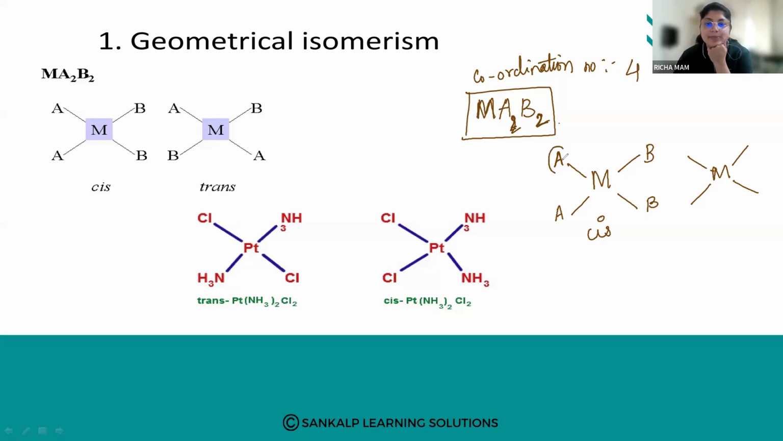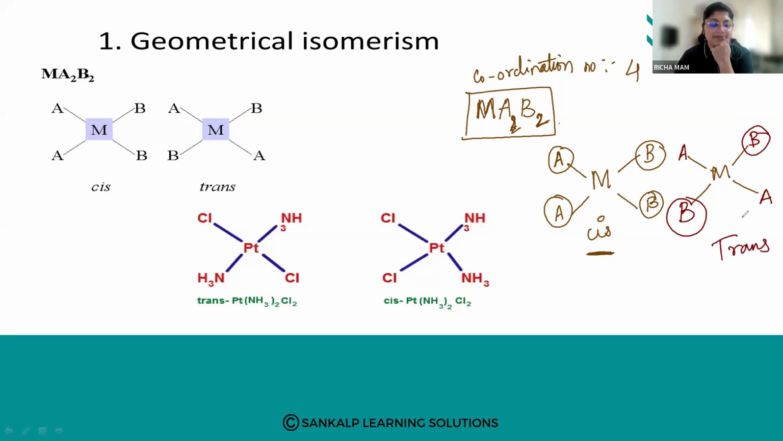Now here, one type of ligand is on one side and another type of ligand is on the other side. This type of arrangement is called a cis arrangement. In another case, one type of ligand is on the opposite side and another type of ligand is again on the opposite side. This type of arrangement is called a trans arrangement.